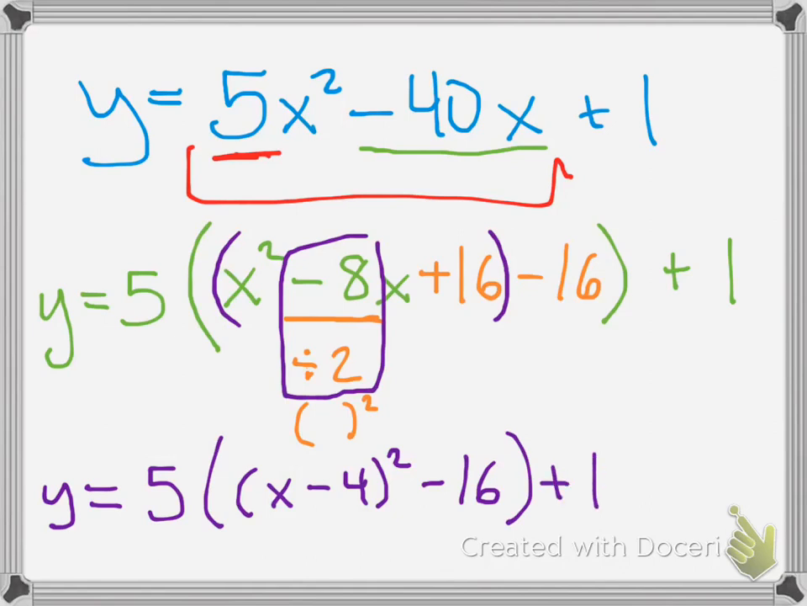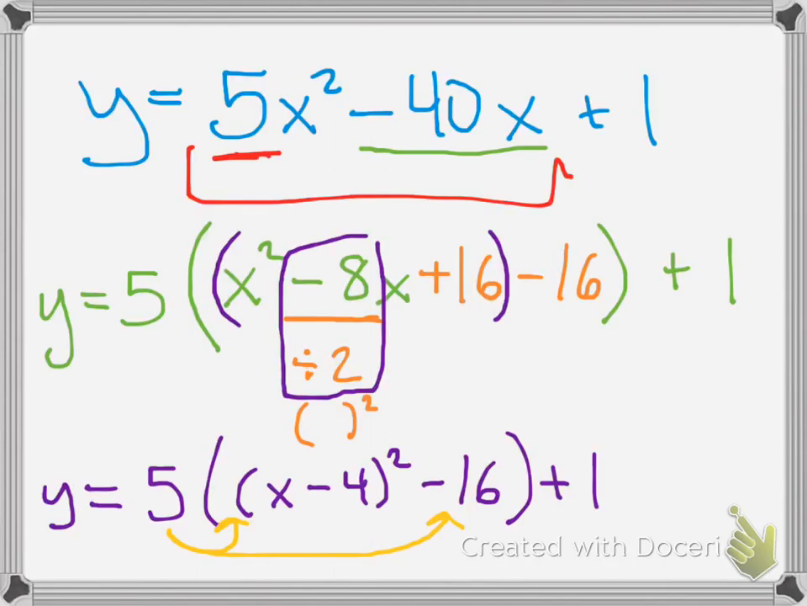Now from here, it's just a matter of simplifying the algebra for the rest of the problem. So we don't typically leave it in this form because this isn't graphing form yet. So I'm going to distribute the 5. I'm going to multiply the 5 times the first expression, which means it's going to end up on the outside of the parentheses there, and then I have to multiply the negative 16 times 5. I don't multiply the 1 by 5 because that's outside the parentheses.